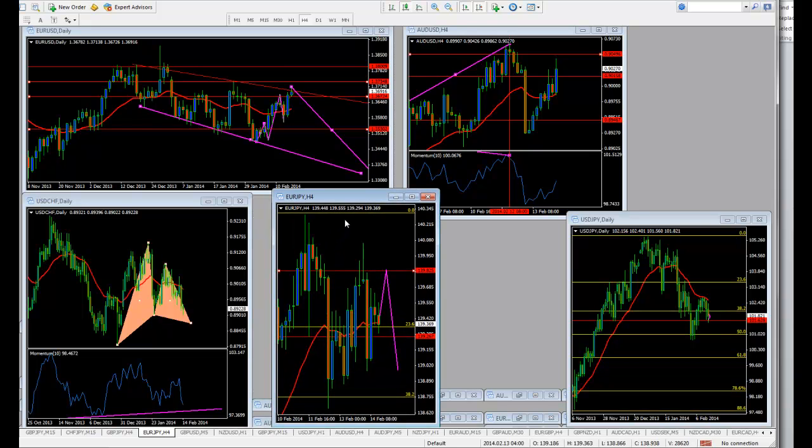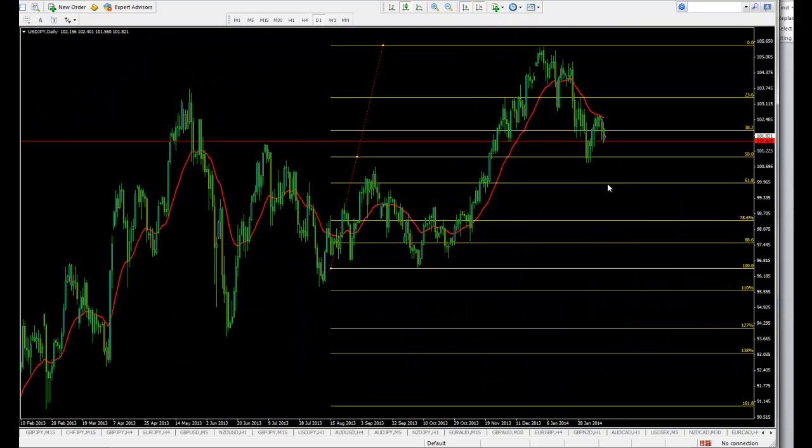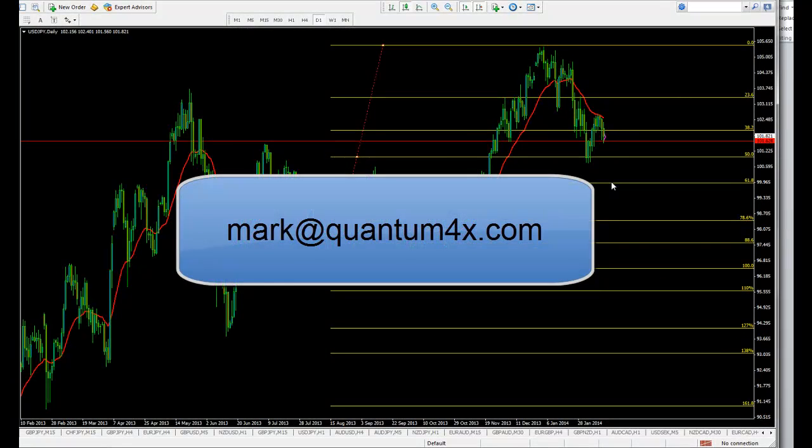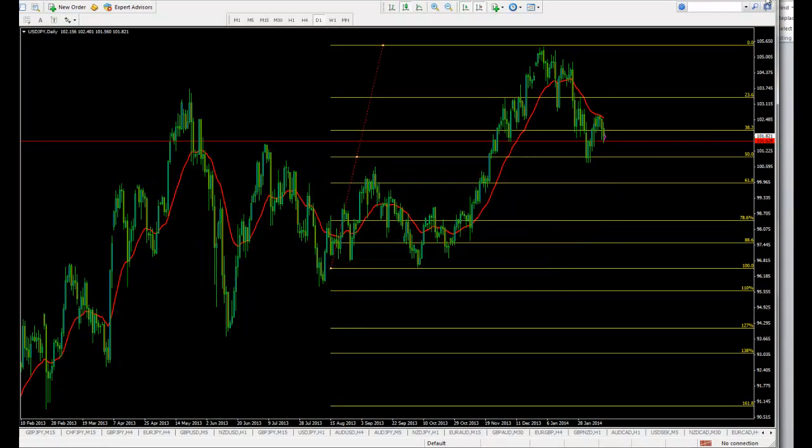Closer in is the Euro Yen. Then also my favorite here is the US Swiss at the Gartley for a buy. And then if the US Yen gets down to that 61.8 on this daily, excellent opportunity for a buy, and that could overlap with the buy on the US Swiss, and also another buy on the Euro Yen.